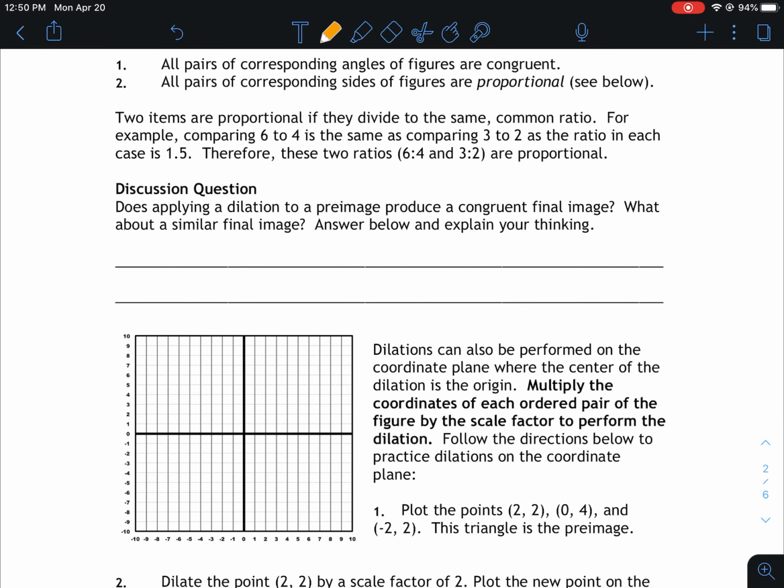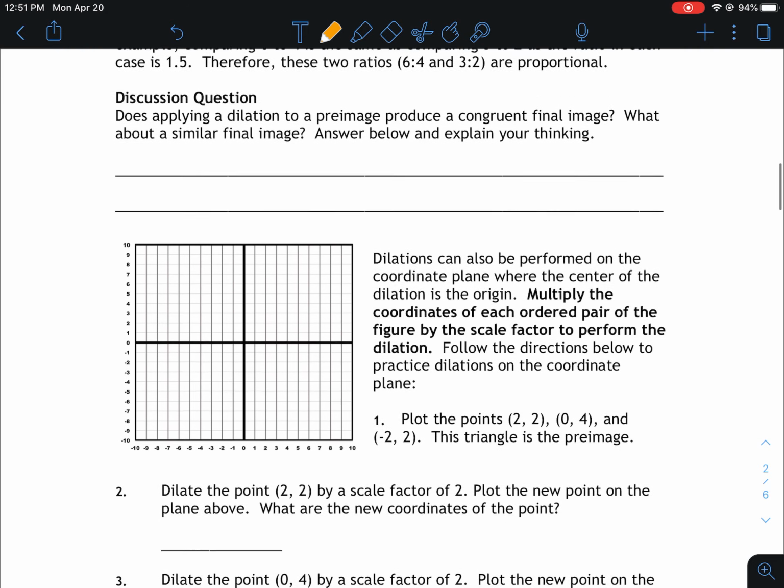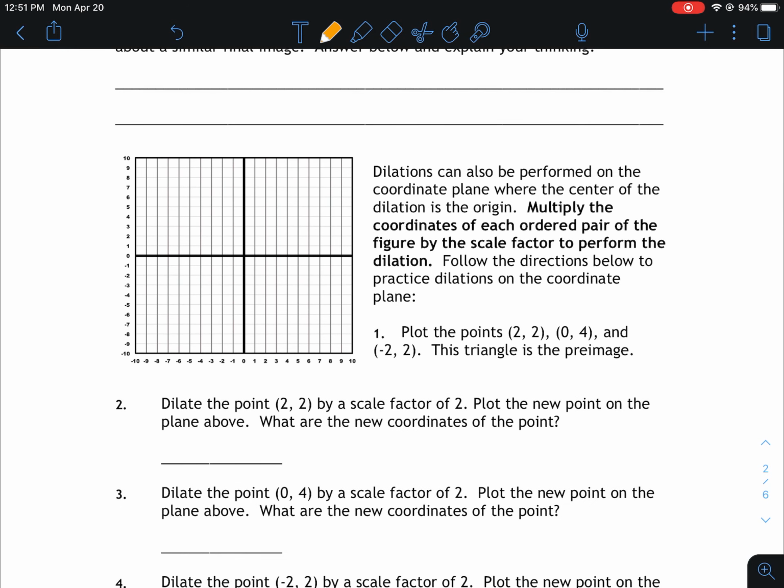So does applying a dilation to a prime image produce a congruent final image? What about a similar image? It does not produce congruent, it does produce similar. And the reason for that is because it's not the same size and same shape. It's just the same shape with same angle measurements that are proportional to one another.